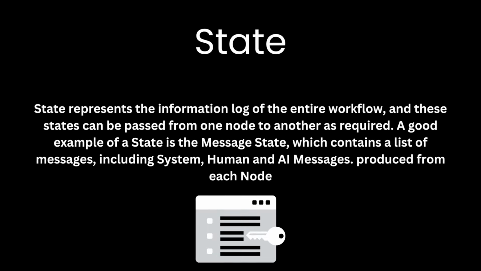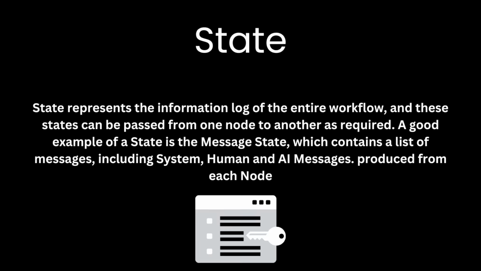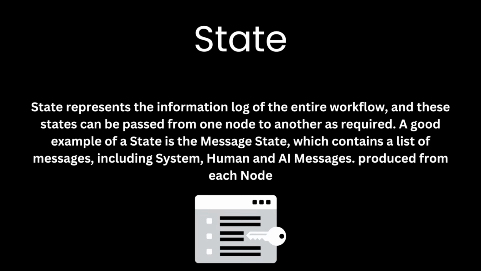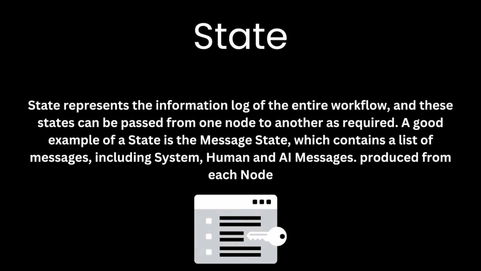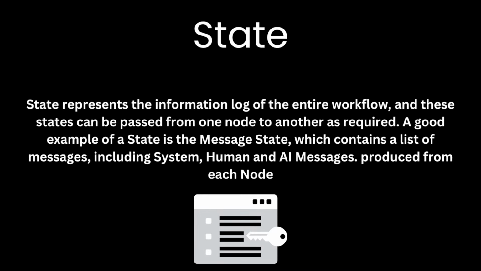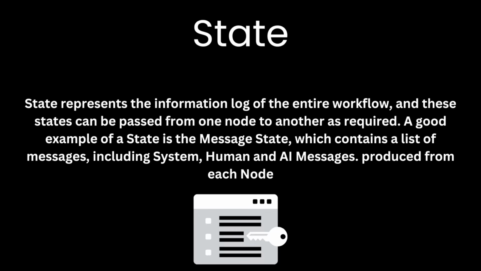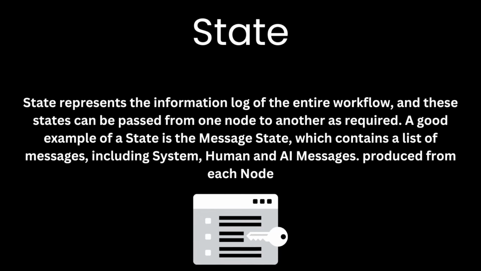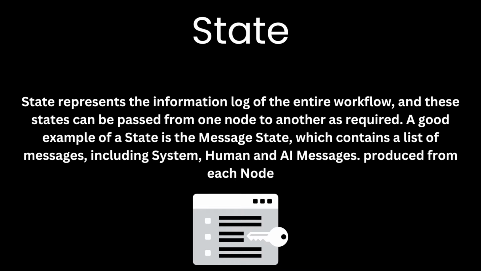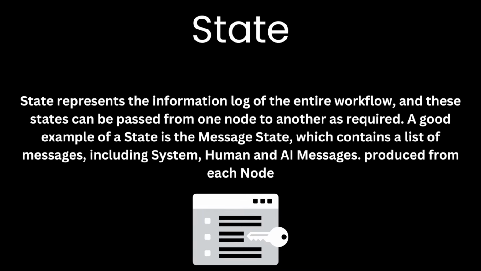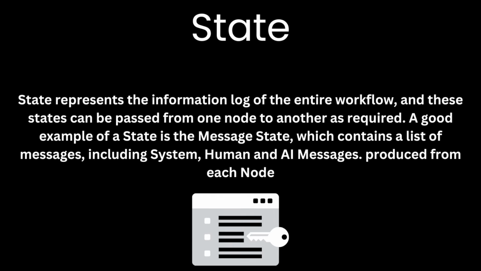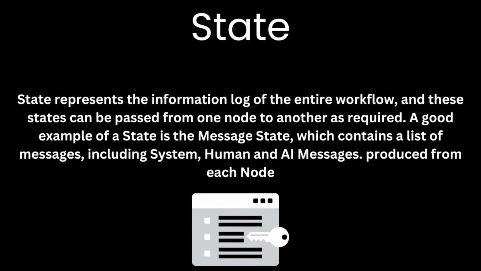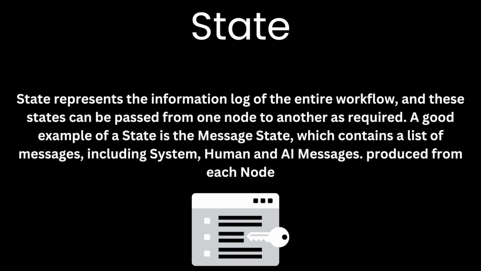Now, the most common one which you're going to see in most of the examples is the message state. Now, the message state is going to contain things like your system message, the human message, the AI responses, which can be function call messages or just pure text responses. So it's simply just a log of information that has been sequenced based on how actions have been performed at each stage of the flow.